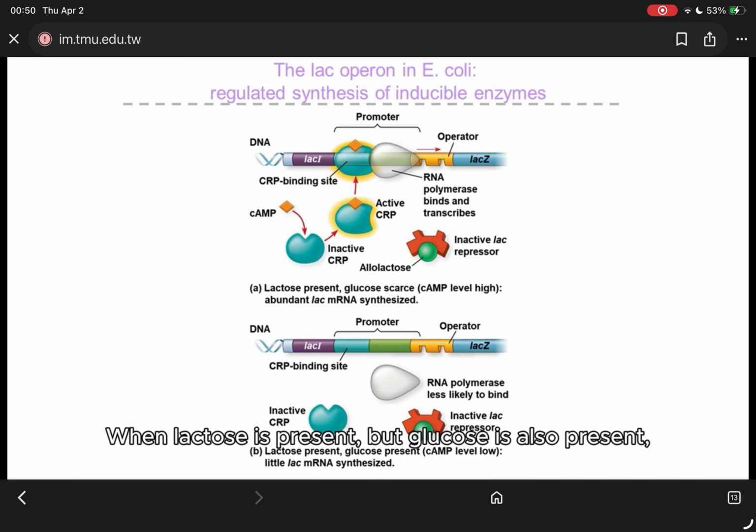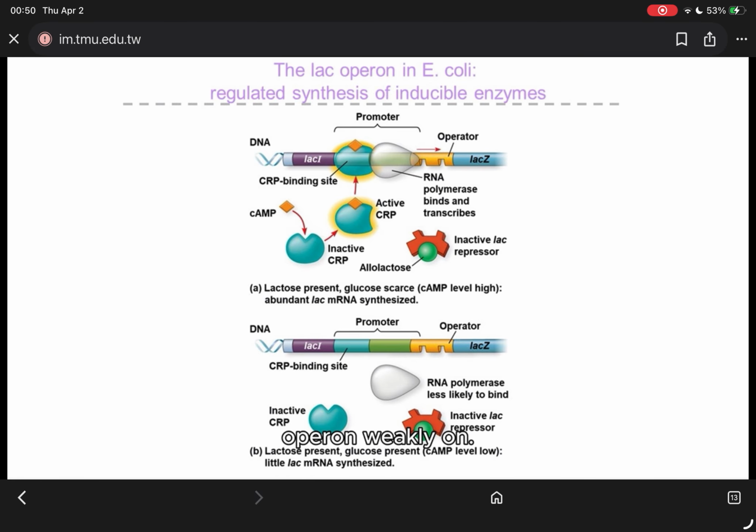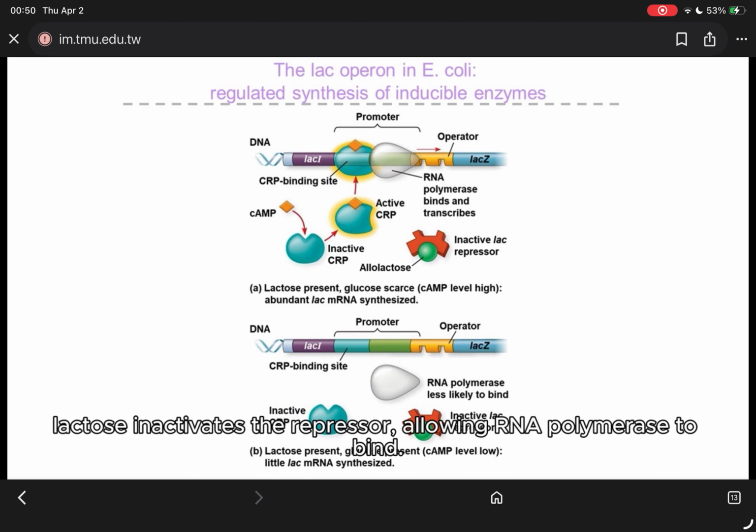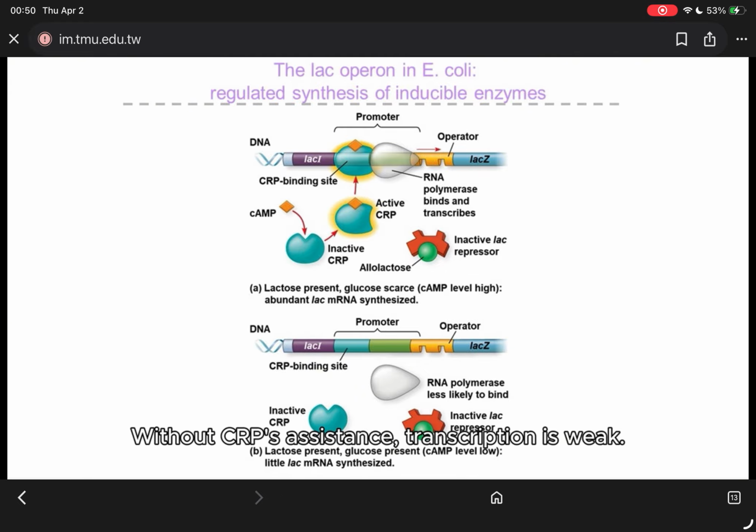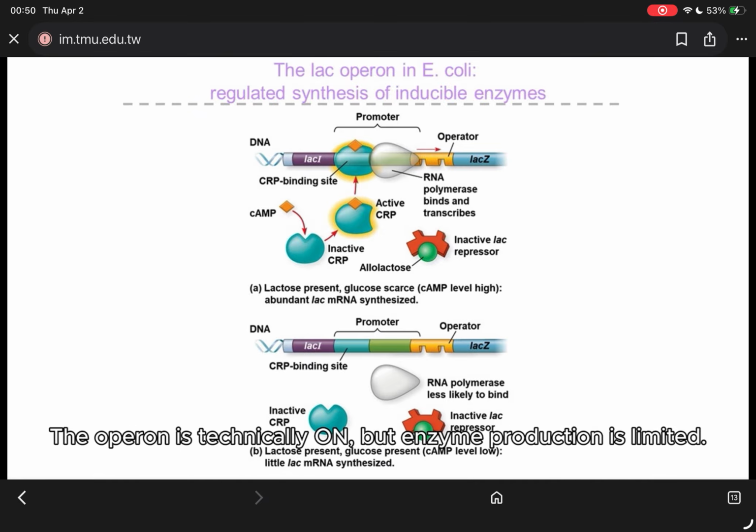When lactose is present, but glucose is also present, operon weakly on. Here, lactose inactivates the repressor, allowing RNA polymerase to bind. However, because glucose levels are high, cAMP levels are low, and CRP is inactive. Without CRP's assistance, transcription is weak. The operon is technically on, but enzyme production is limited.